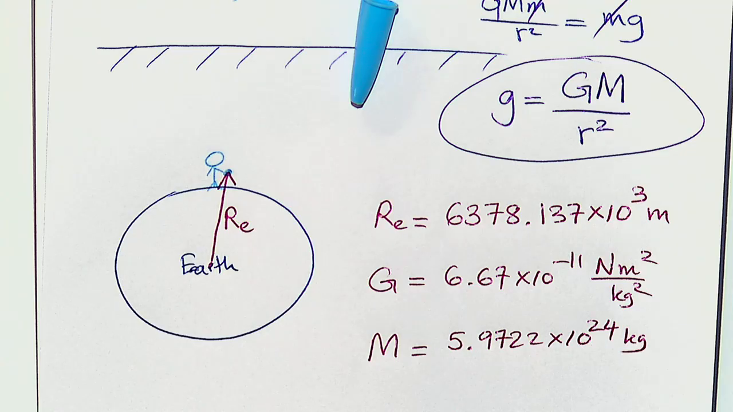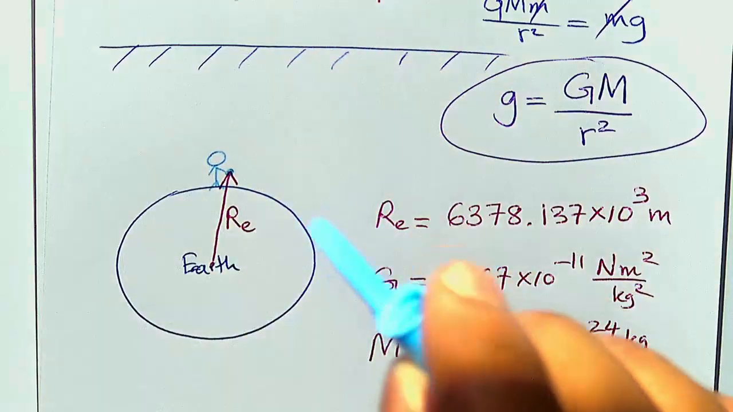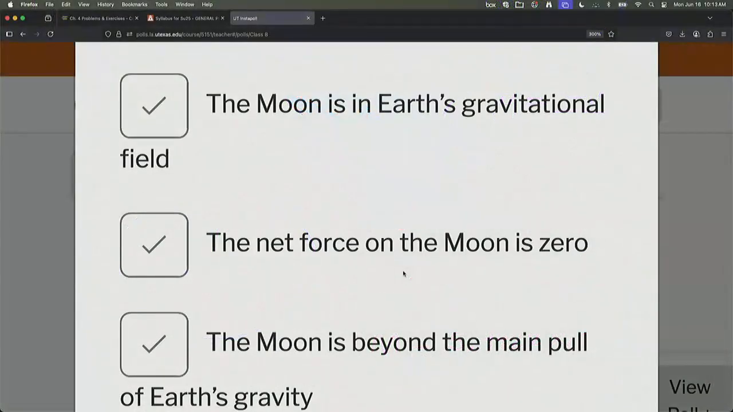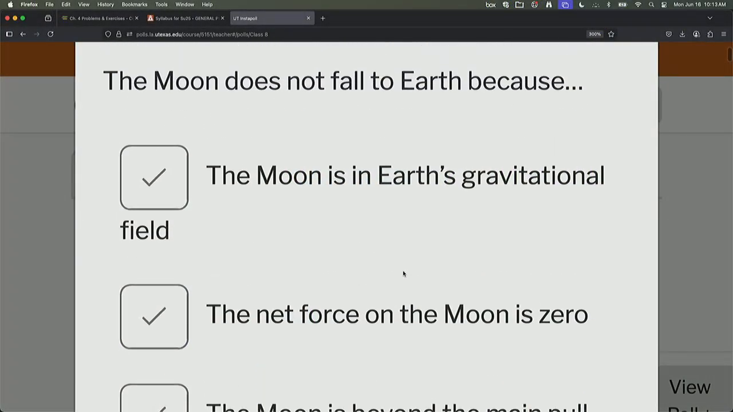So the moon's in the gravitational field of the Earth. It doesn't kind of come down to the ground, to the surface, right? So it's not the first one necessarily. That's not the reason why the moon does not fall to the Earth, because if it's just gravitational field, a lot of things just fall to the Earth, right? If you let go of your water bottle, it'll fall to the Earth. It doesn't go around the Earth, right?